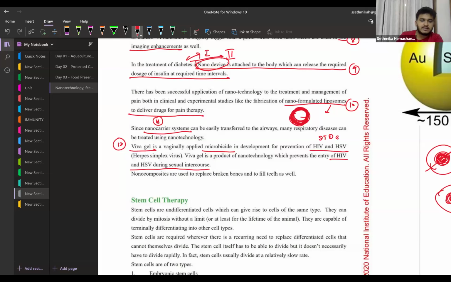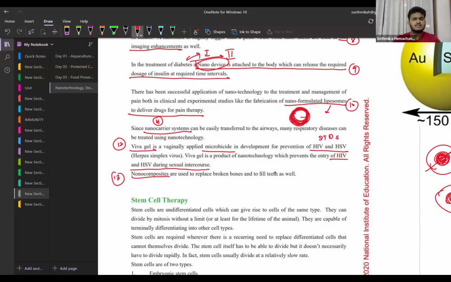So that's the 12th one. And the 13th one is nanocomposites. Nanocomposites are to replace broken bones and fill teeth as well. So it's something like cement, where they are used to fill your broken teeth and broken bones. Right? So that's the last main application.